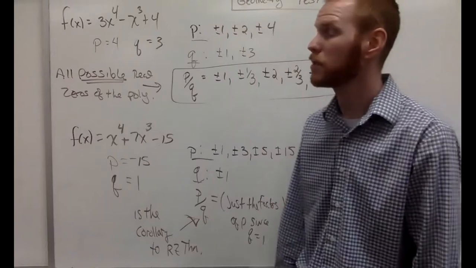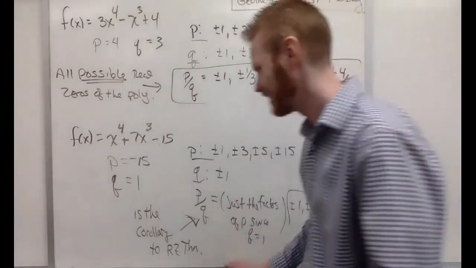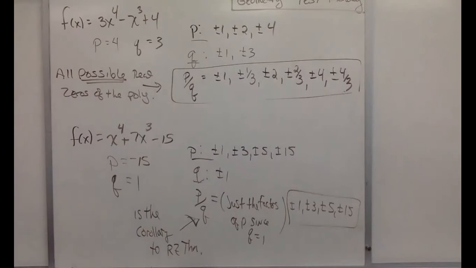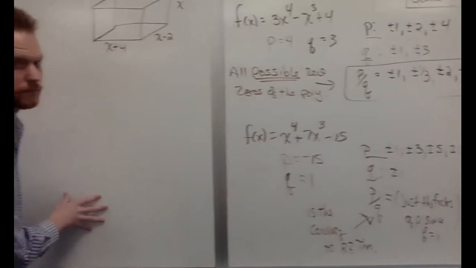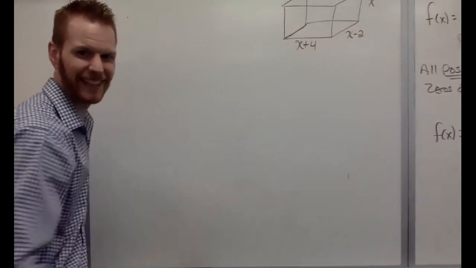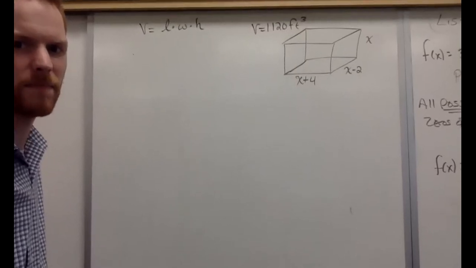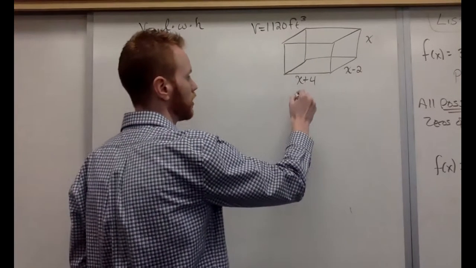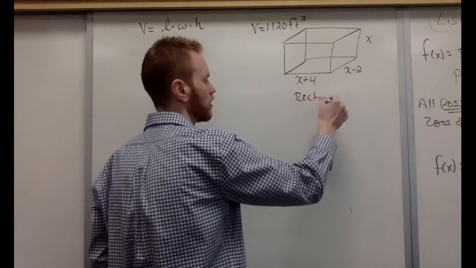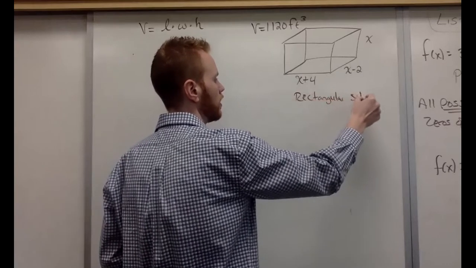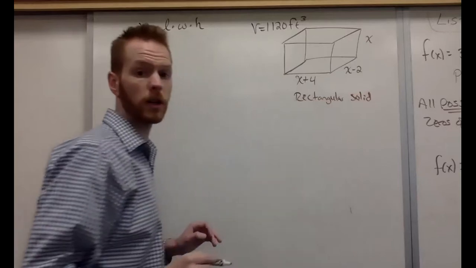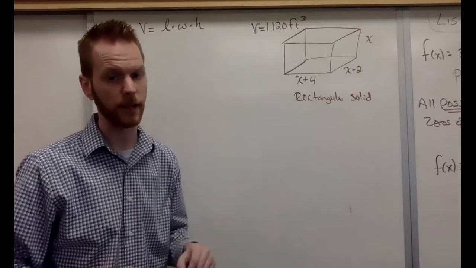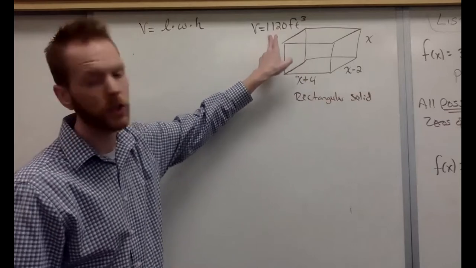Now, let's put all of this together. I think that's what we need to do next. So, here we go. This is a rectangular solid. And what we're going to do is figure out what dimensions satisfy this. The volume is 1,120 cubic feet.